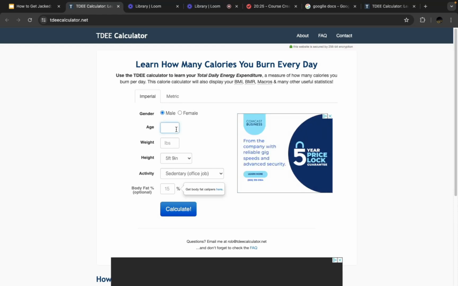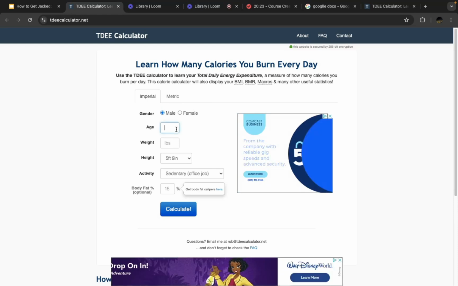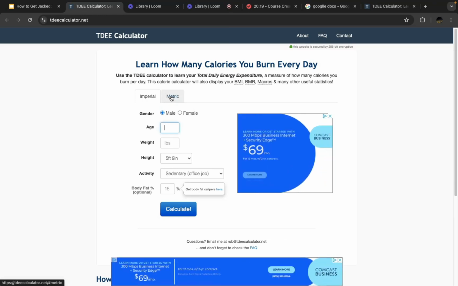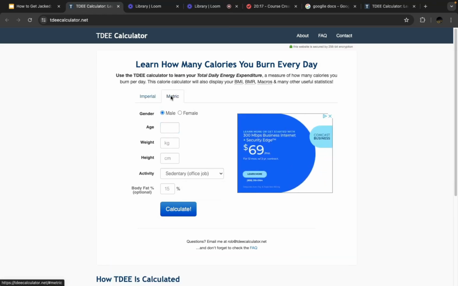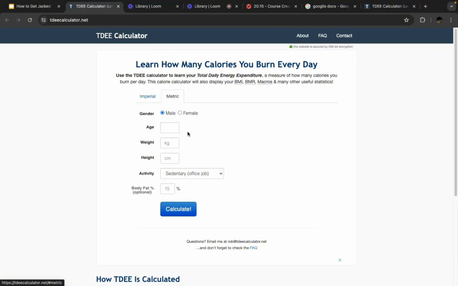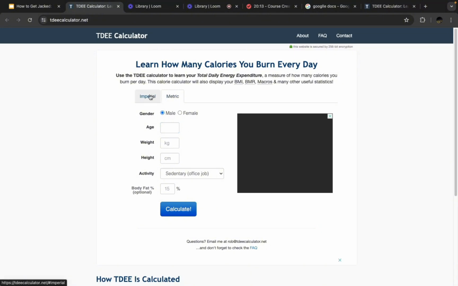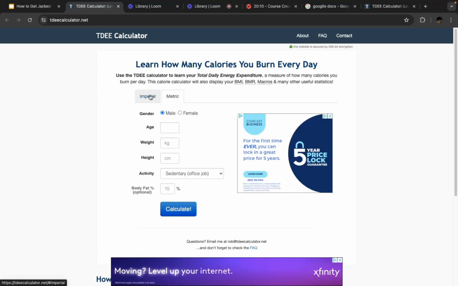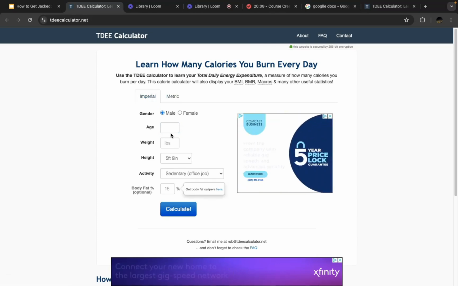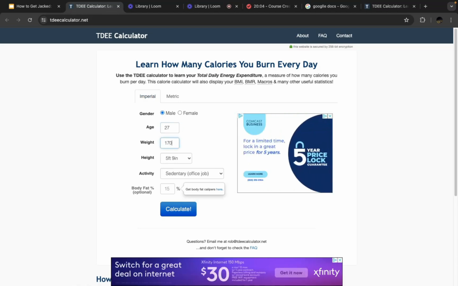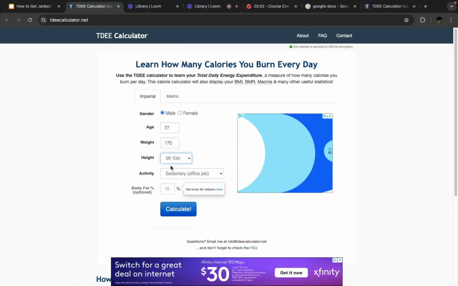All right, so you enter the information. I live in the United States, so I'm going to use imperial units. However, if you live anywhere else other than the United States, I know a lot of you guys are in Europe, you enter your information in metric units. All right, so I'm 27. Right now, I weigh about 170 pounds. I am 5'10". You enter your height.